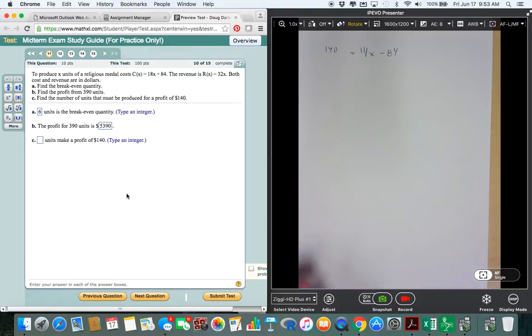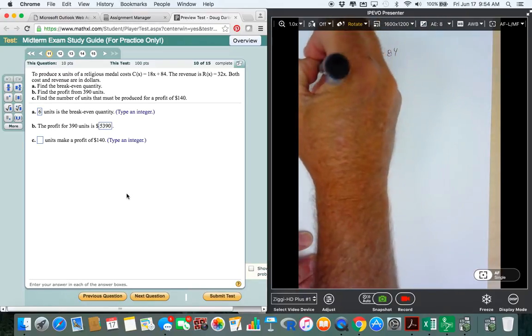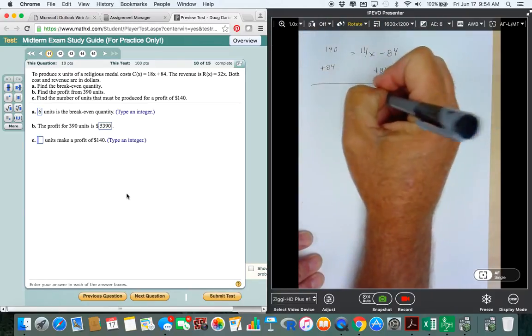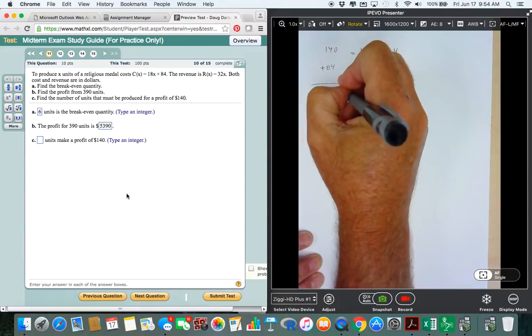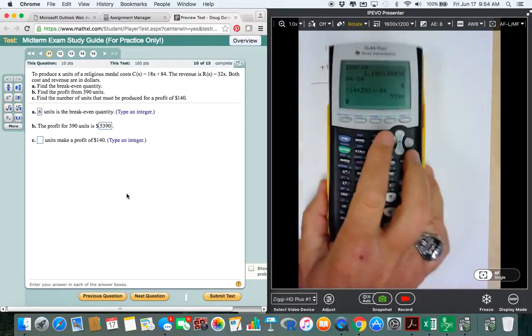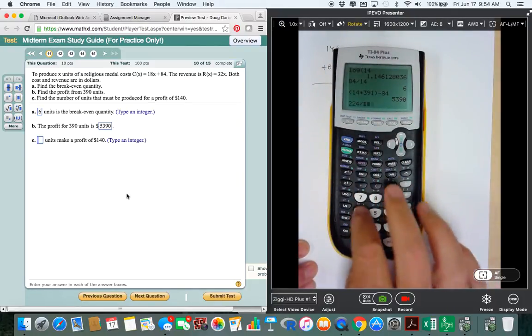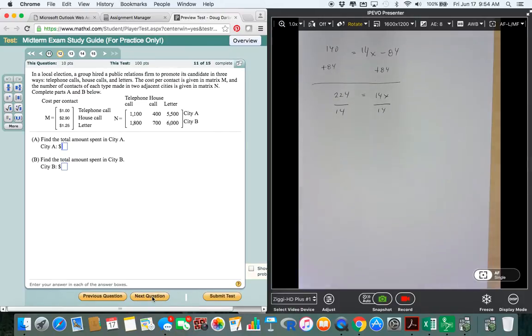So this is going to be easy to solve too. Add 84 to both sides. So this will give us what, 224? Divide by 14. So 16 units. I'm not sure how many more problems we have, but this is running into kind of a long study session. That's okay.